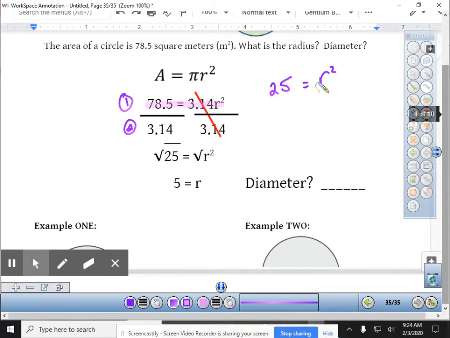But this has to be r by itself. It cannot be r squared. We gotta undo it. And that's what this little mark is right here. That's called a radical sign. And this is what you're looking for. Square root. Okay? So you're gonna be square rooting numbers.